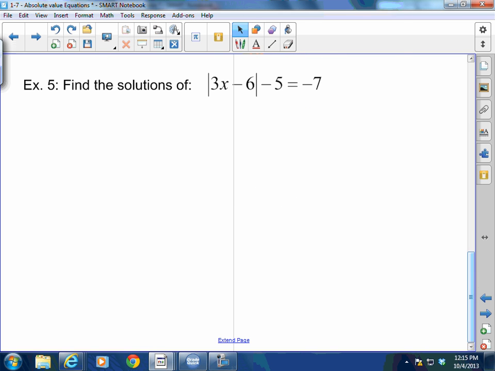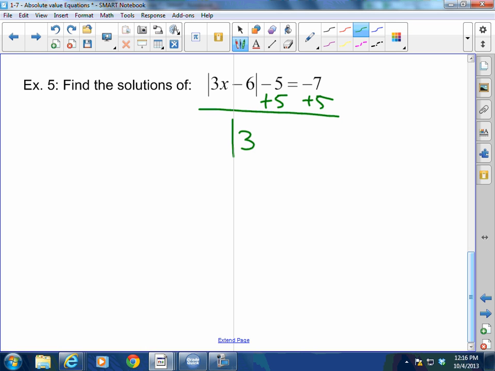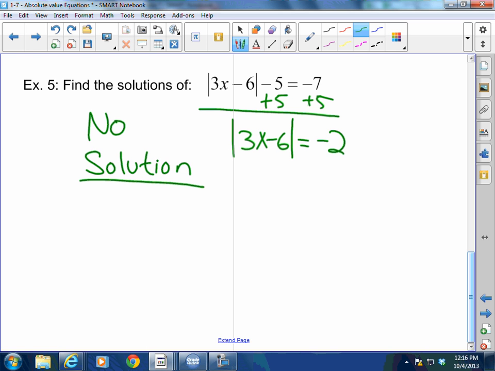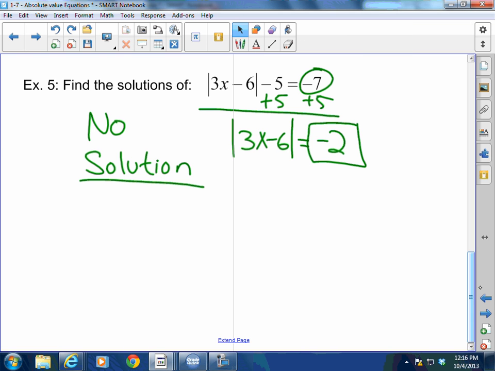Okay. Here. Is this guy alone? So let's add 5 to both sides. I got 3x minus 6 equals negative 2. Oh, that's no solution. That's exactly right, because an absolute value cannot equal a negative. So, the question is this though. Mr. Morrow, if I see a negative from the beginning, can I just say it's no solution? No. And let me explain why.